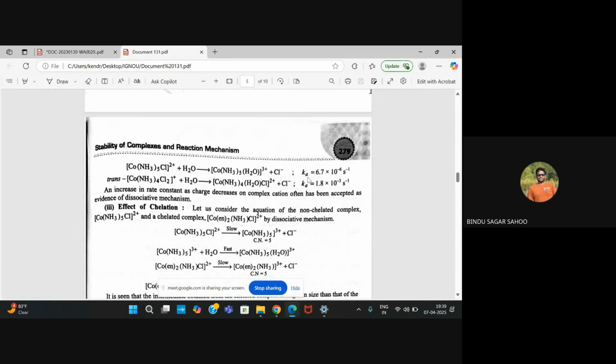In this case, the rate constant value, or the rate of the chemical reaction, will be slower. But when the charge of the complex is lower, +1, the bond between cobalt and chlorine will be a little weaker. So the cobalt-chlorine bond breaking will be easier. Then the incoming ligand, water, can attach to the complex more easily. Here also you can check that the rate of the reaction will be higher. The k value will be higher.